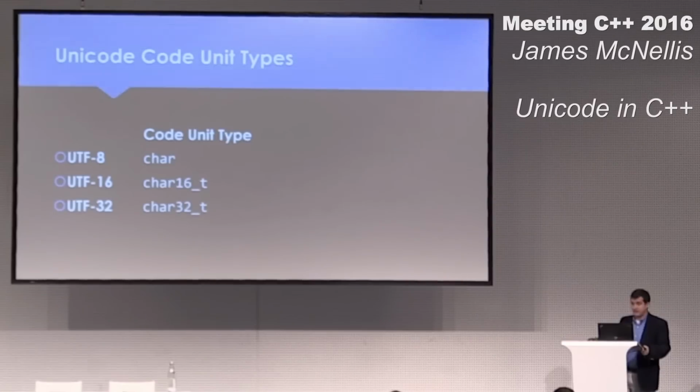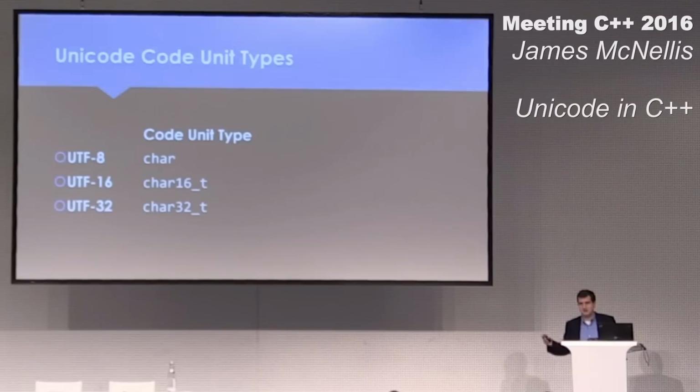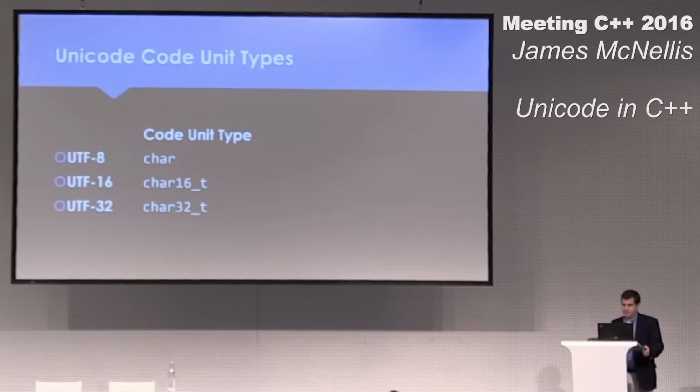Note that I have not included wchar_t on this slide, and that's because the specification of wchar_t is basically the implementation does what it needs to do. On Windows, for example, it's a 16-bit type, because on Windows that's what the wide characters are. On most POSIX systems, I believe it's a 32-bit type. So, if you're using wchar_t widely, it's going to work differently on different platforms.